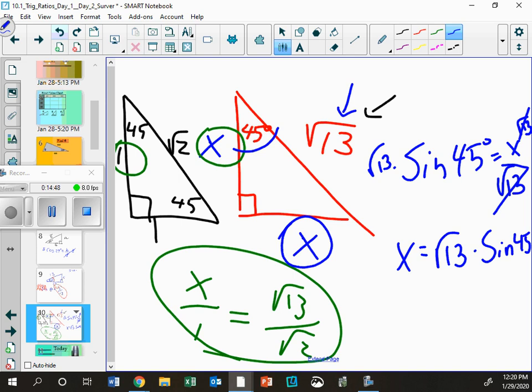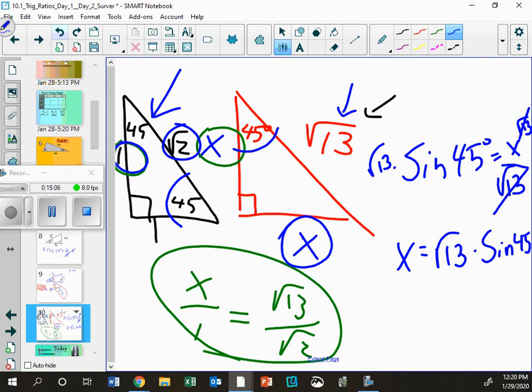Remember just a minute ago, we were looking at the 30, 60, 90 and the 45, 45, 90. Don't you know what the sine of 45 is? Sure you do. Let's look at this black helper triangle. What is the sine of 45? Sine is opposite over hypotenuse. So you can do it from the other angle and it'll be the same thing. It's 1 over root 2.